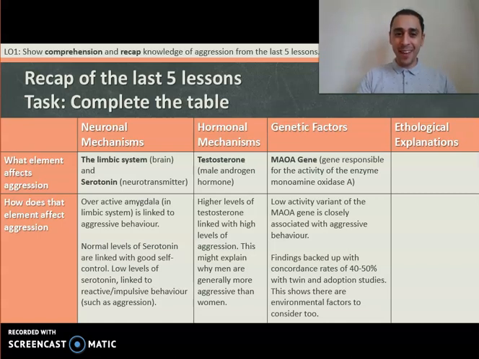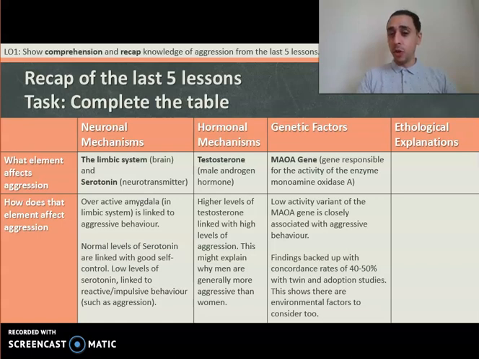Low activity variant of the MAOA gene is closely associated with aggressive behavior, right? So if you have low activity of that gene, it can cause aggression. We found there was one Dutch family in particular that shared this gene, and they were found to be really aggressive.